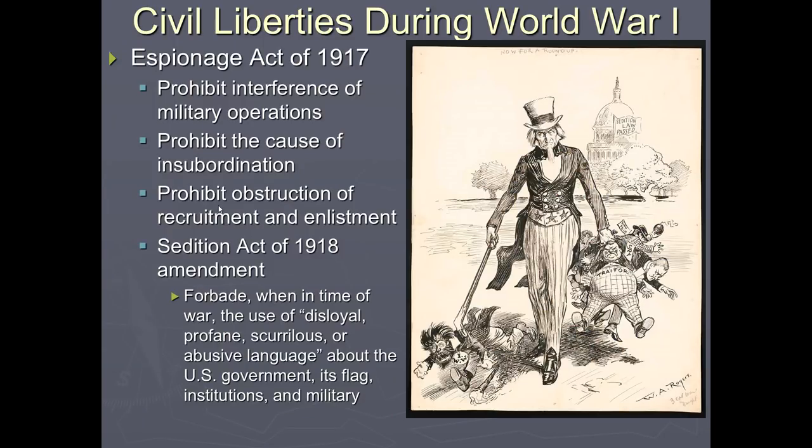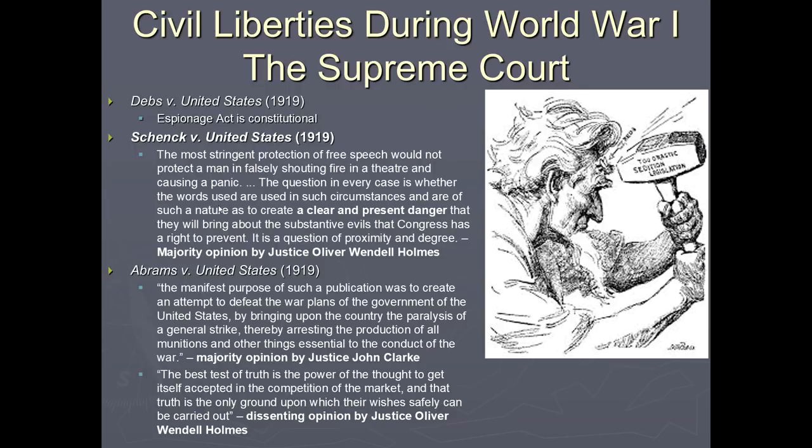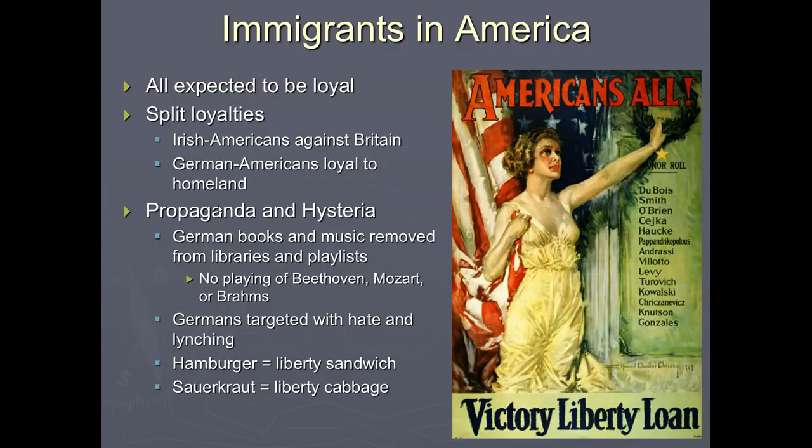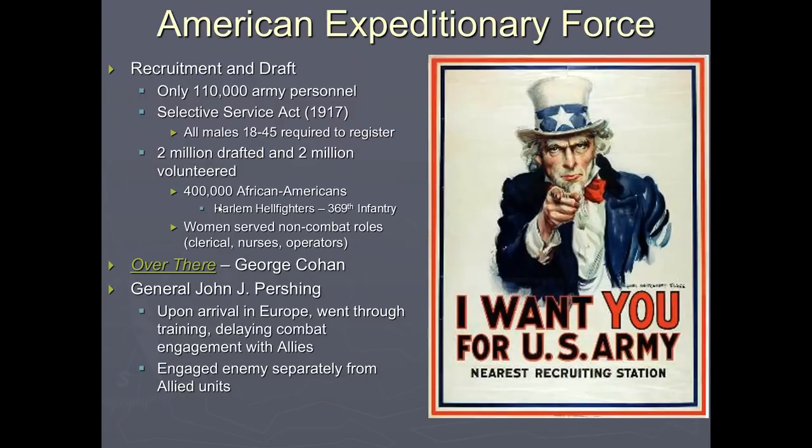Civil liberties were curbed during World War I through the Espionage Act and the Sedition Act. So we talked about Schenck versus the United States, Abrams versus the United States. We talked about that with the Nearpod lesson. Immigrants in the United States were expected to be loyal, but Germans that lived in the United States during this time were highly discriminated against and sought out by the government because they thought that they might be undermining the war in Europe.